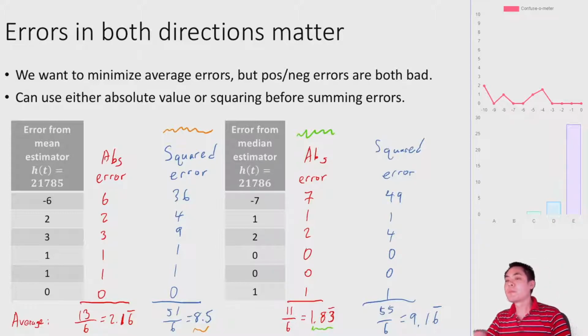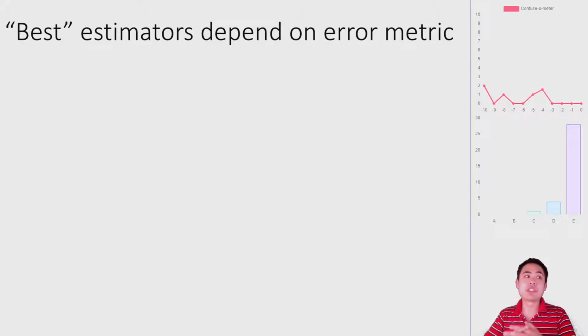Okay, and it turns out that this is actually one of the many reasons why we care about the mean and median: they minimize, respectively, the absolute value of the error summed together, or the squared errors summed together. So what we call the best estimator depends on the error metric.